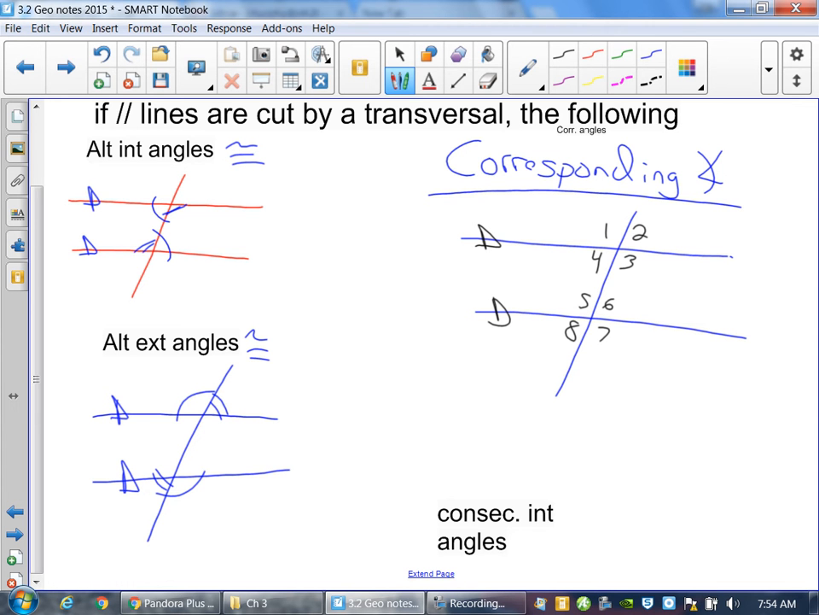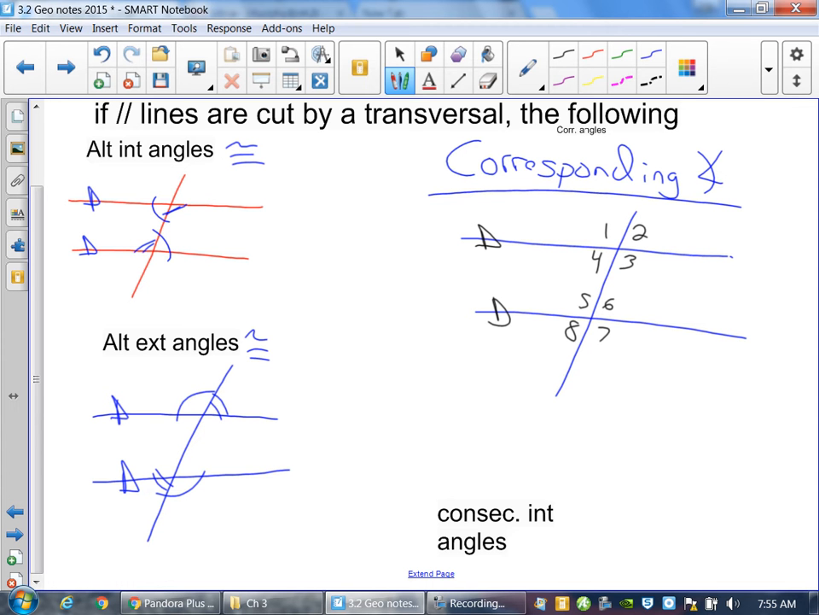Angle 1 is in the same position as what other angle? Angle 5. Notice, corresponding angles are the ones that are in the same position, in the same spot. So angle 1 is the top left. What other angle is in the top left? Angle 5. Angle 3 is the bottom right. What's the other one that it matches up to? Angle 7.